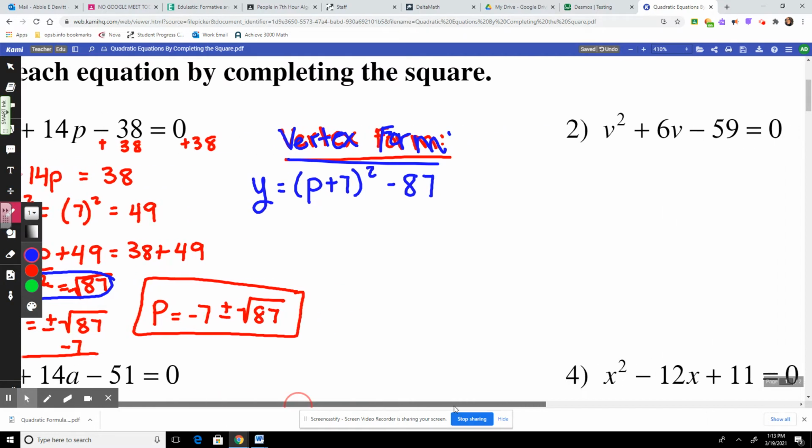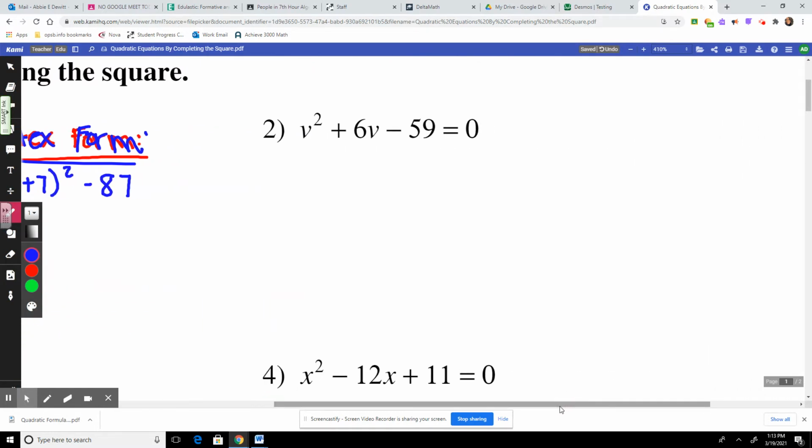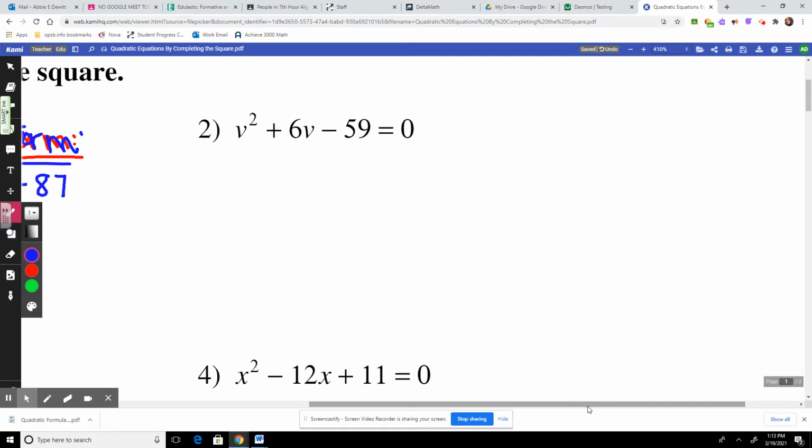Okay. Number 2. I'm going to isolate my variable terms by adding 59 to both sides. And that gives me v squared plus 6v equals 59.